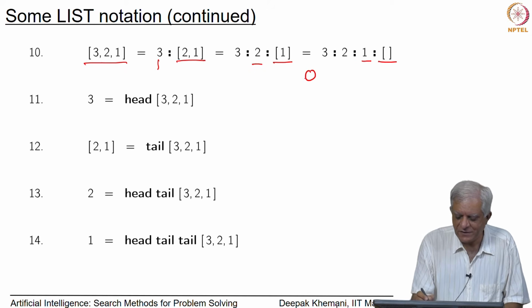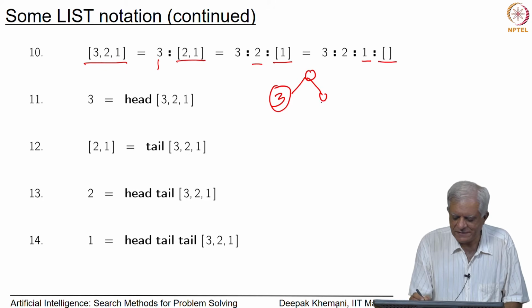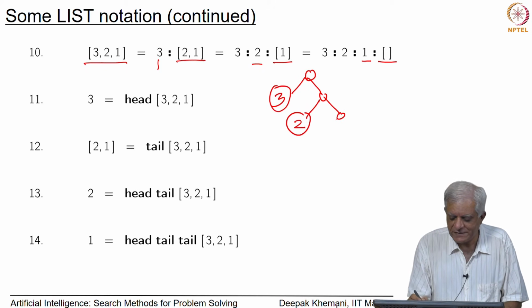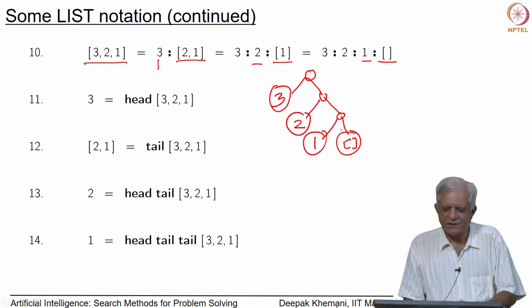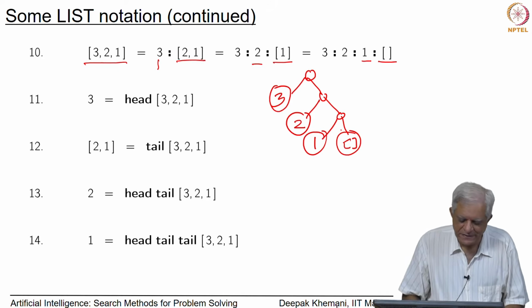Instead of A B C, now we have 3. So, we have 3 at the head of the list, we have another list here which contains 2 at its head, then we have a third list which contains 1 as an element and an empty list as a tail essentially. So, internally as we have seen, lists are binary trees essentially.